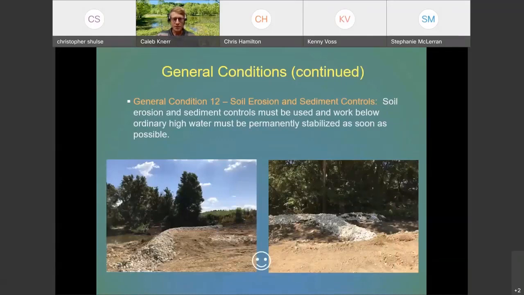General Condition 12 talks about soil and sediment controls. Soil erosion and sediment controls must be used, and work below ordinary high water must be permanently stabilized as soon as possible. So essentially, this condition just talks about implementing BMPs and then stabilizing the soil below ordinary high water if you're working in wetlands or waters of the U.S. And those must be done as soon as possible during project construction. And here's a pretty good example of what looks like some ditch checks and some stabilization measures.